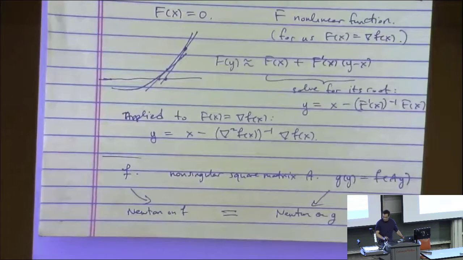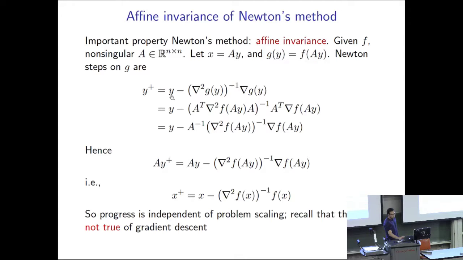And that's true actually even if this were not a linear transformation but an affine transformation. If I added a b here, Ay plus b, I would still see that Newton on g and Newton on f are the same method, which is why we call it affine invariance. The proof for that is actually very simple. It just uses the chain rule. Let's look at the Newton step that we would take on g and check that it's the same as the Newton step that we would take on f.